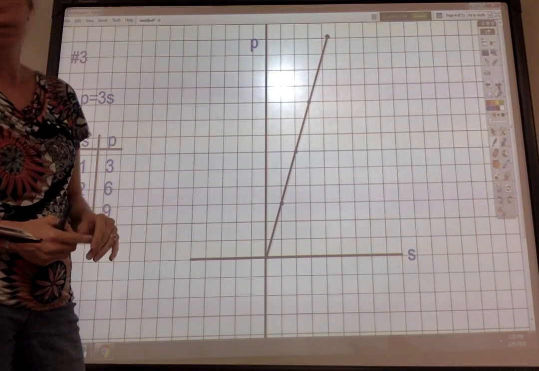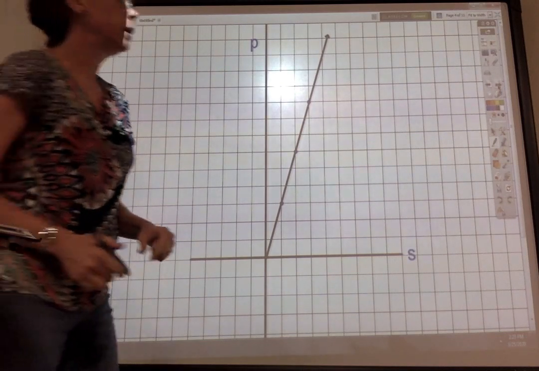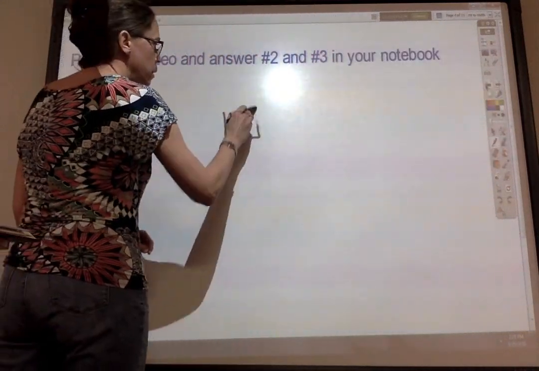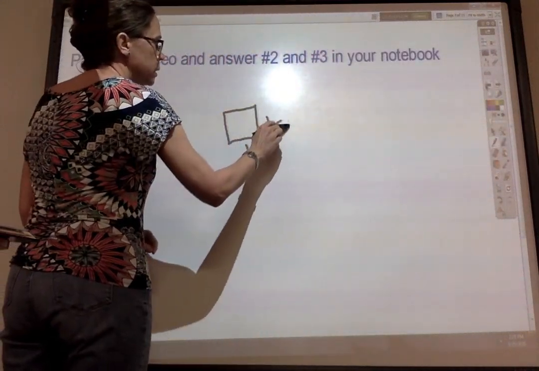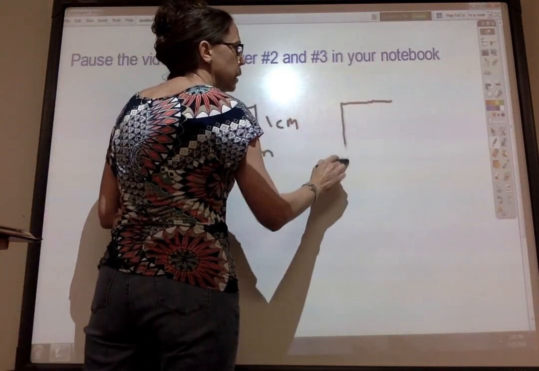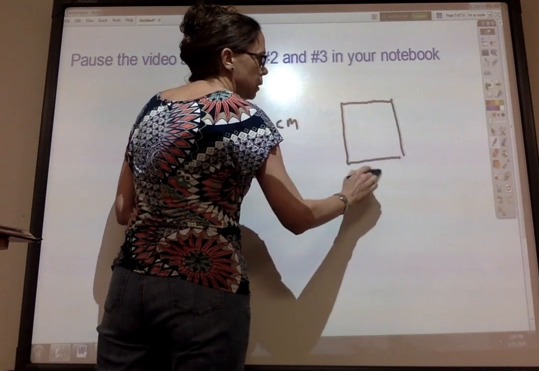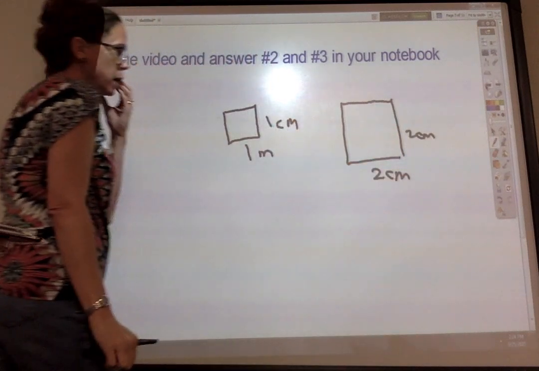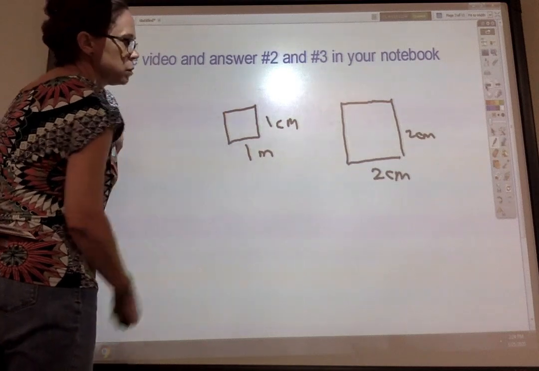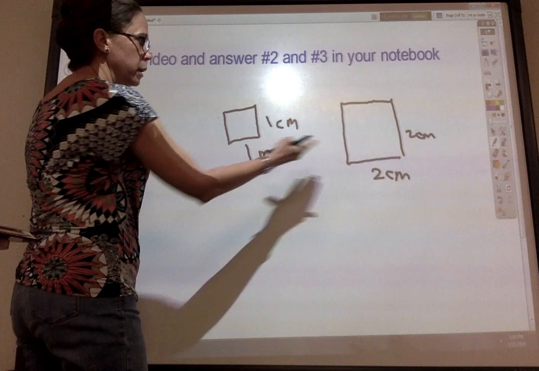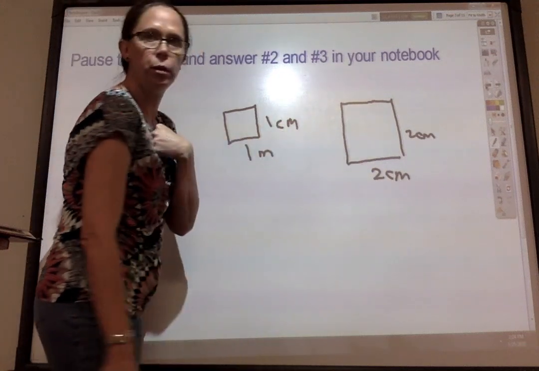Hopefully you discovered that when you double the side length, you double the perimeter. Okay, so if I had a square and each side measured 1 centimeter, and it said make the larger square's side lengths twice what the smaller ones were. Okay, so on this one my perimeter is 4. On this one, my perimeter would be 8. So when I doubled the lengths of the side, I also doubled the perimeter.